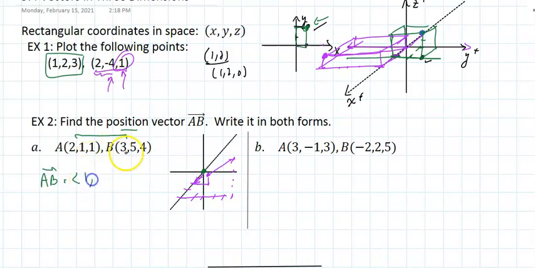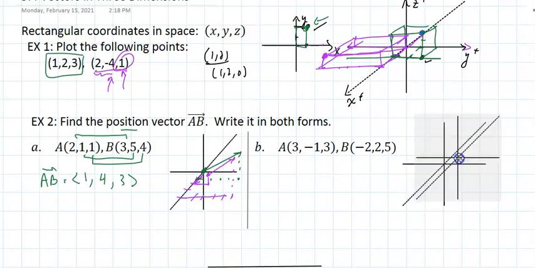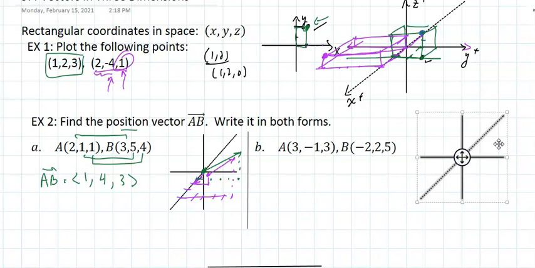3 minus 2 is 1. 5 minus 1 is 4. And 4 minus 1 is 3. That vector is the same as you starting at the origin, moving 1 forward, 4 to the right, and 3 up. So those 2 vectors are identical. Again, I'm just plotting this for the practice. You really don't need to graph those. I suggest if you could start practicing some of those, you could see better.